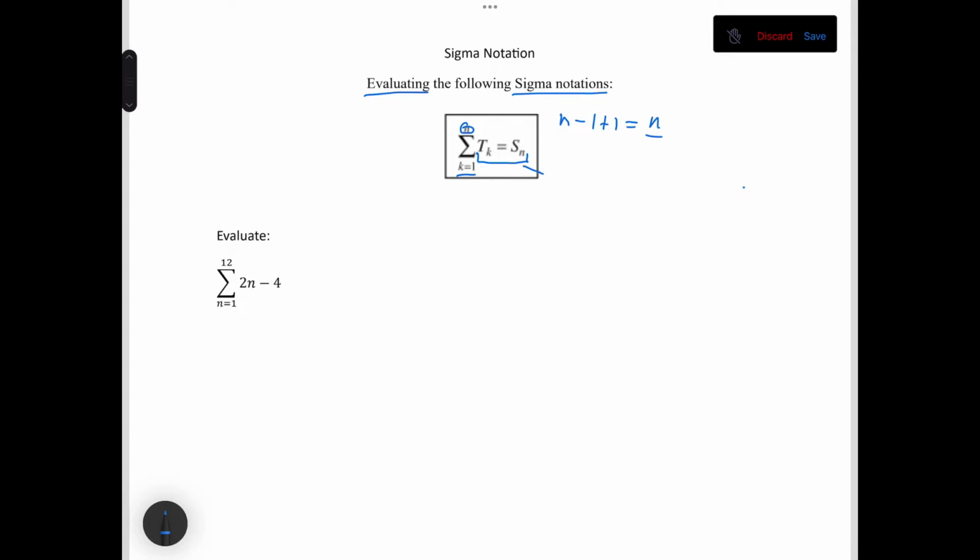Tk equals to S of n, that is your general formula. Now Tk is your general formula. S of n is in the case where they give you the sum of the terms. Let's try the first one.